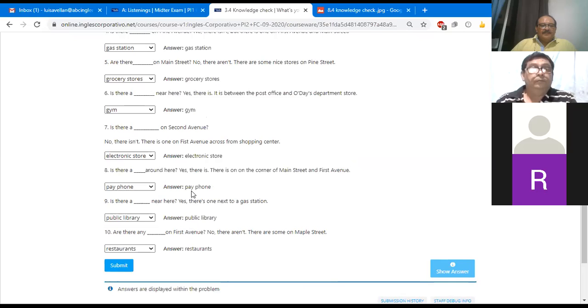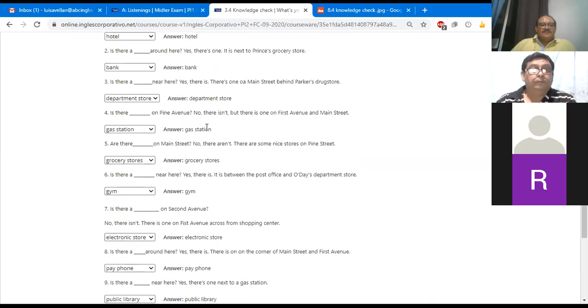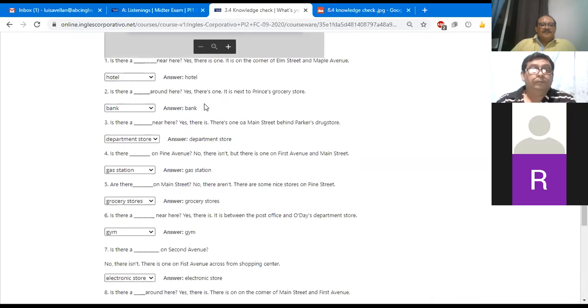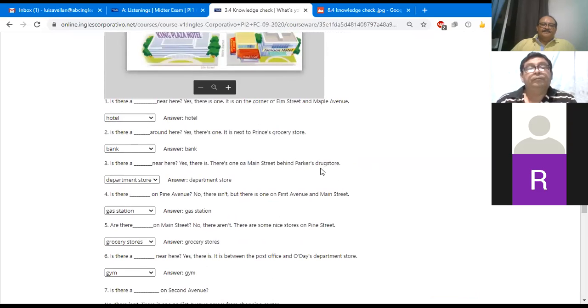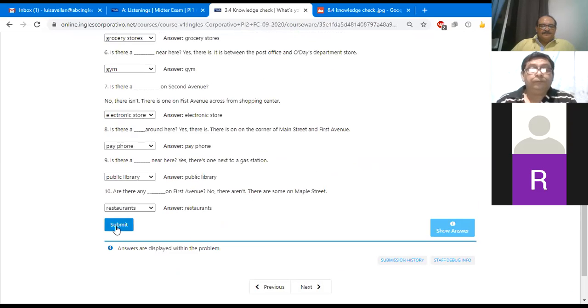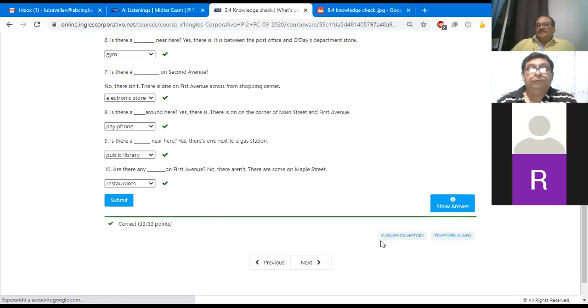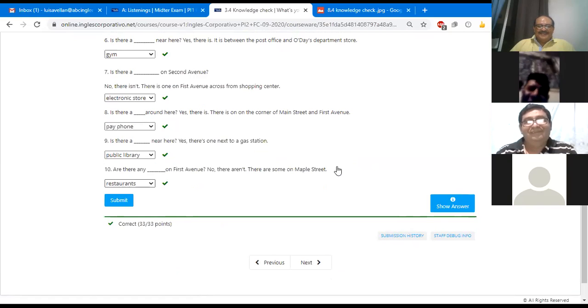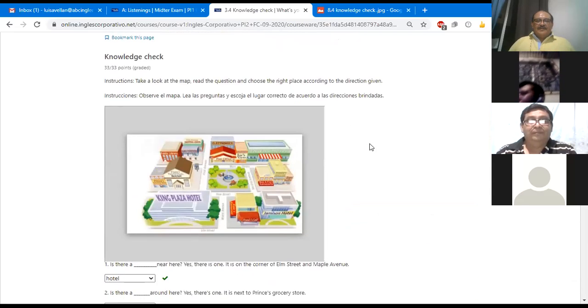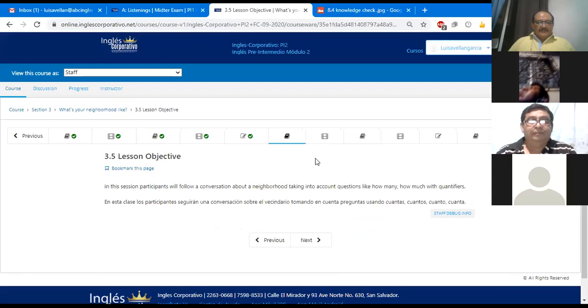Restaurant, public payphone, gym, grocery stores, gas station, department store, the bank, and the hotel. Okay. Wow, good. Now you won't get lost in the United States, right? You will be able to get where you want to go. Okay, good. That's about prepositions. Now we're going to see how many and how much. Questions with how many and how much.